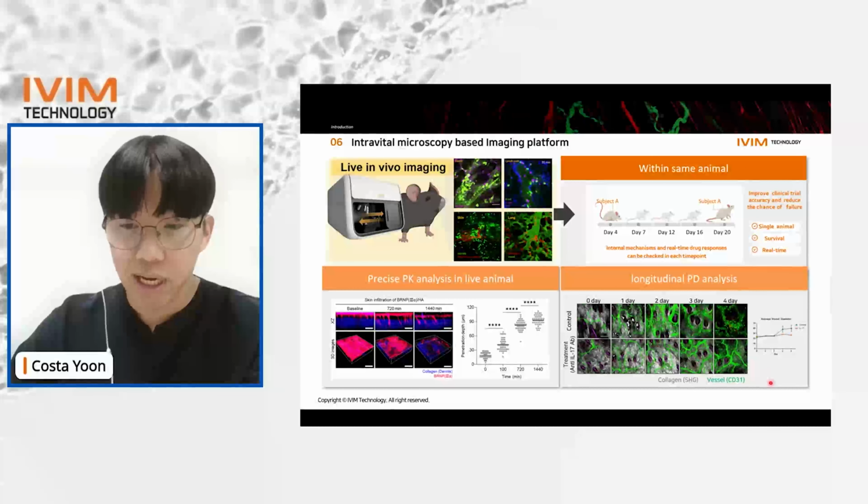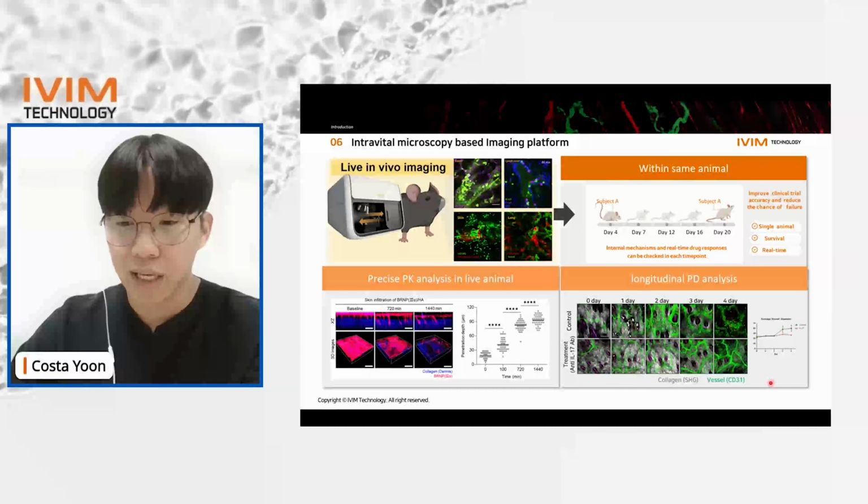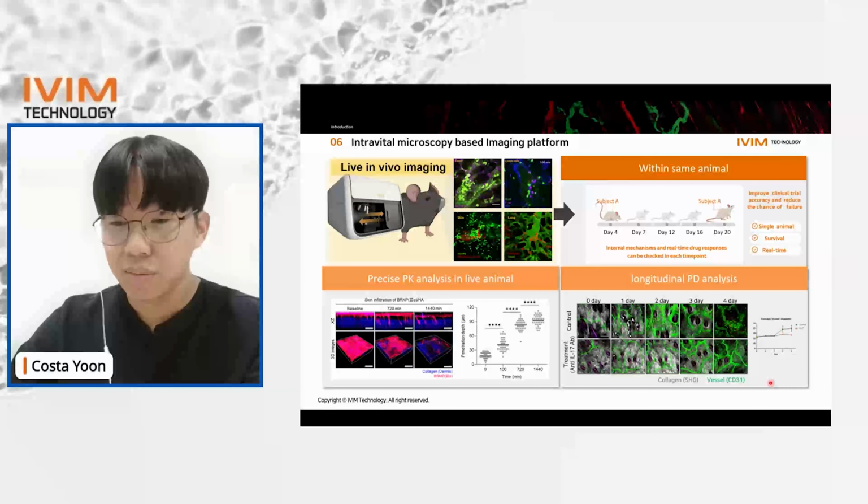In summary, intravital microscopy complements conventional ex vivo analysis by providing in vivo PK/PD data. As a result, it improves clinical predictability and supports more reliable go and no-go decisions in preclinical drug development.